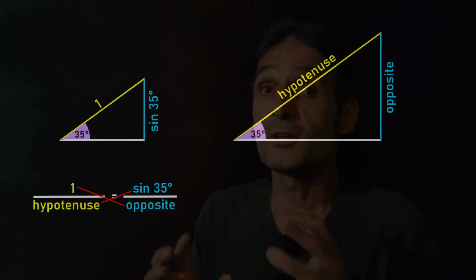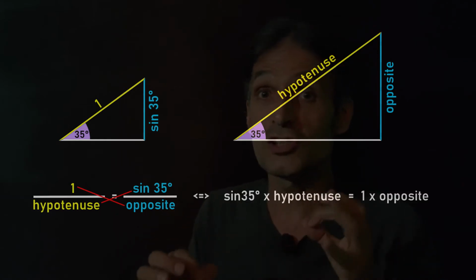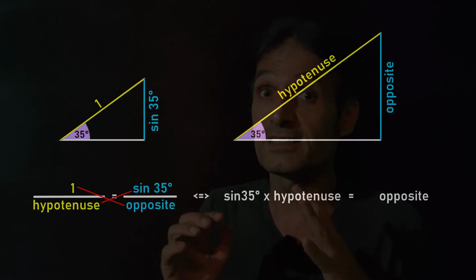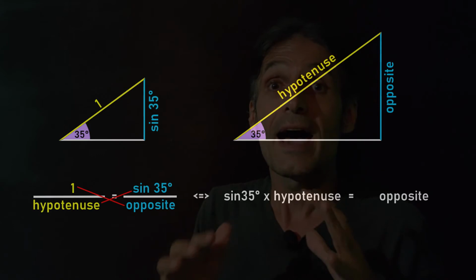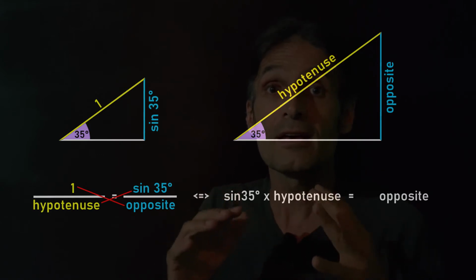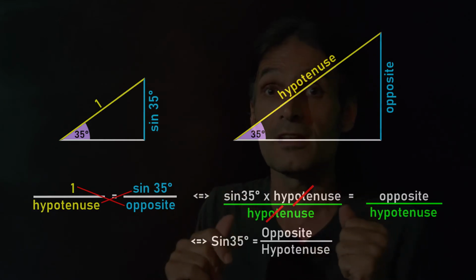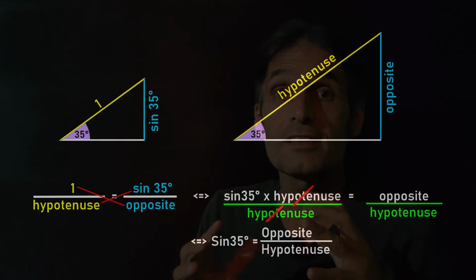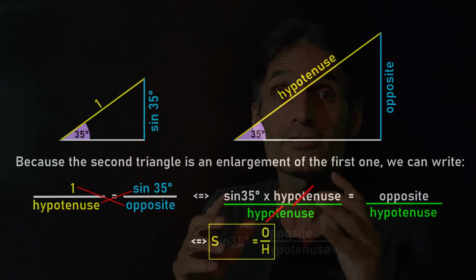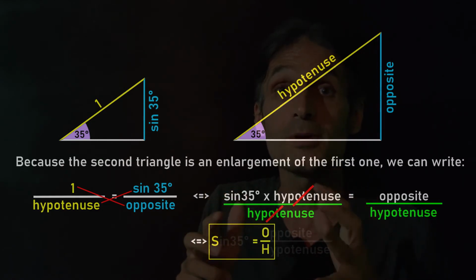Then we can do the cross multiplication and get a more manageable equality. 1 times the opposite is just the opposite, right? So I simplify that. Now I'm going to try to get sine 35 alone. I get rid of the hypotenuse by dividing by the hypotenuse on both sides. Now I simplify and get this equality. The sine of an angle is equal to the opposite divided by the hypotenuse. Let's keep only the first letter. We have just demonstrated the first of the three main formulae of trigonometry.